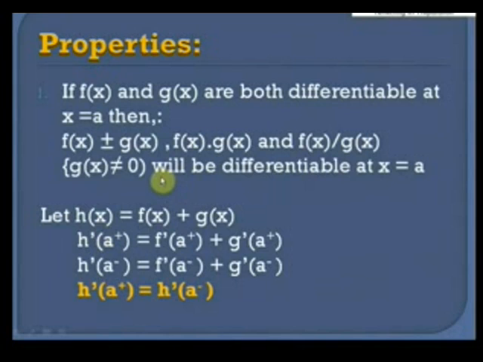Let's try to prove this property. Let h(x) be equal to f(x) plus g(x), where f(x) and g(x) are differentiable functions at the point x equal to a. Now the right hand derivative of h(x) is equal to the right hand derivative of f(x) plus the right hand derivative of g(x) at the point x equal to a.